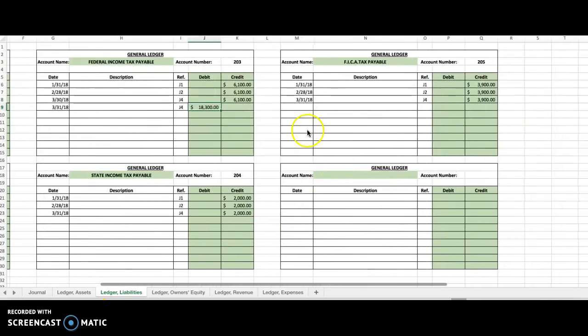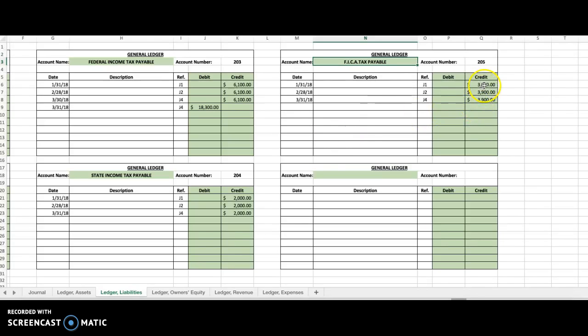Now we will look at this account in the ledger, FICA tax payable. Your problem did not ask you to do anything with that account after you posted the entries to the journal. FICA tax payable was not paid, but now we're going to look at how that is handled. Once again, this is different. FICA encompasses Social Security and Medicare, and it is paid half by the employees and half by the employer.